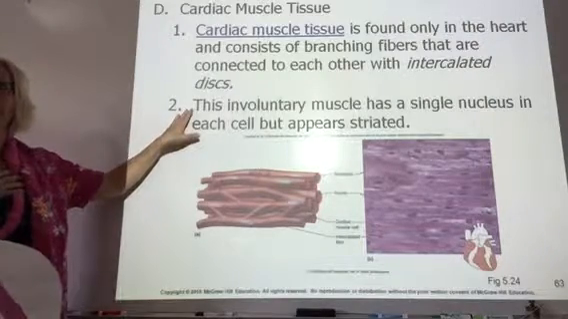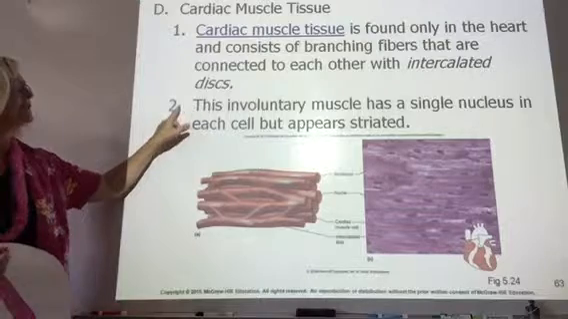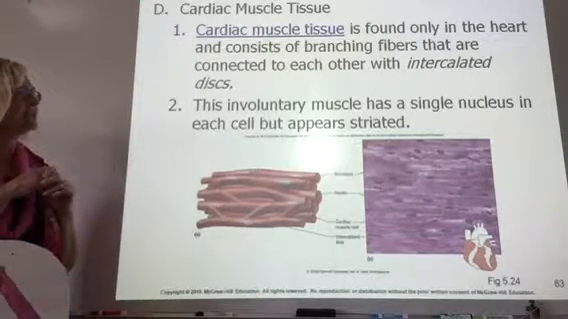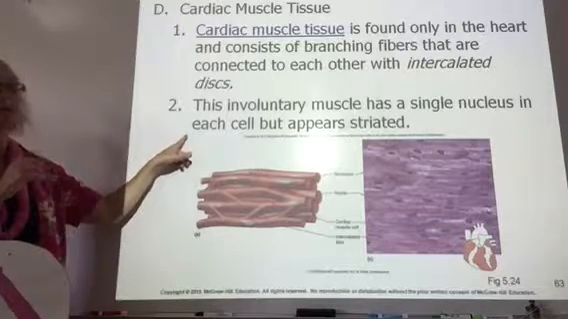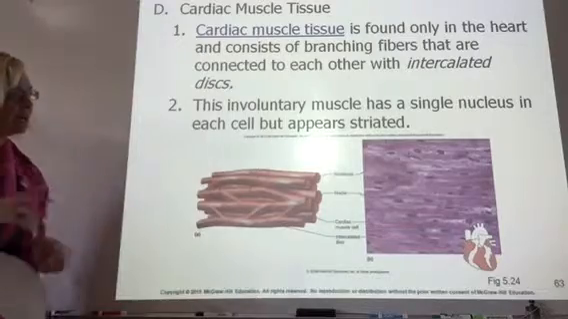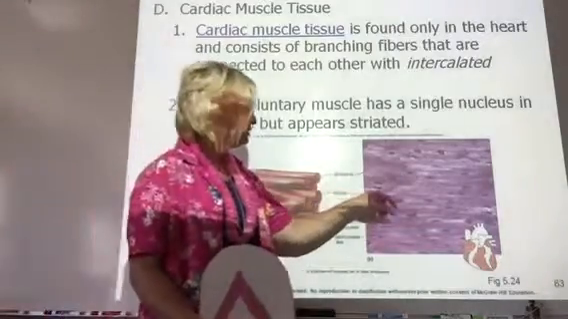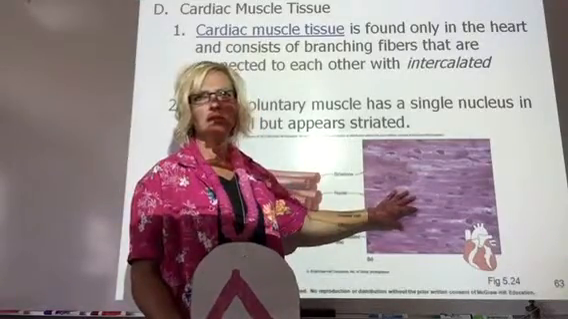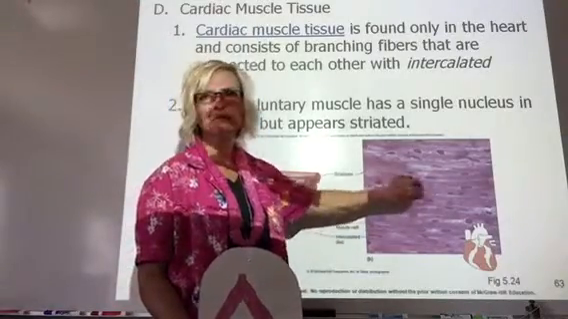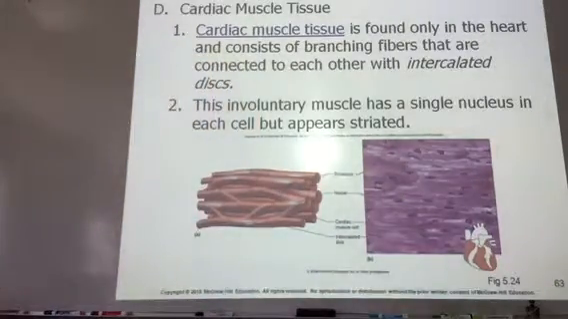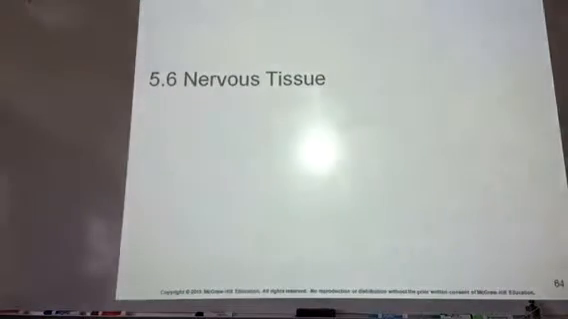I don't have to tell my heart to beat. It does it constantly. So it's involuntary muscle, and it has a single nucleus in each cell. When I look at it under a microscope, the nuclei are spread out more than they were in the skeletal muscle. In skeletal muscle, you'll see a bunch of nuclei that are together. So under a microscope, that's one way to tell cardiac from skeletal.